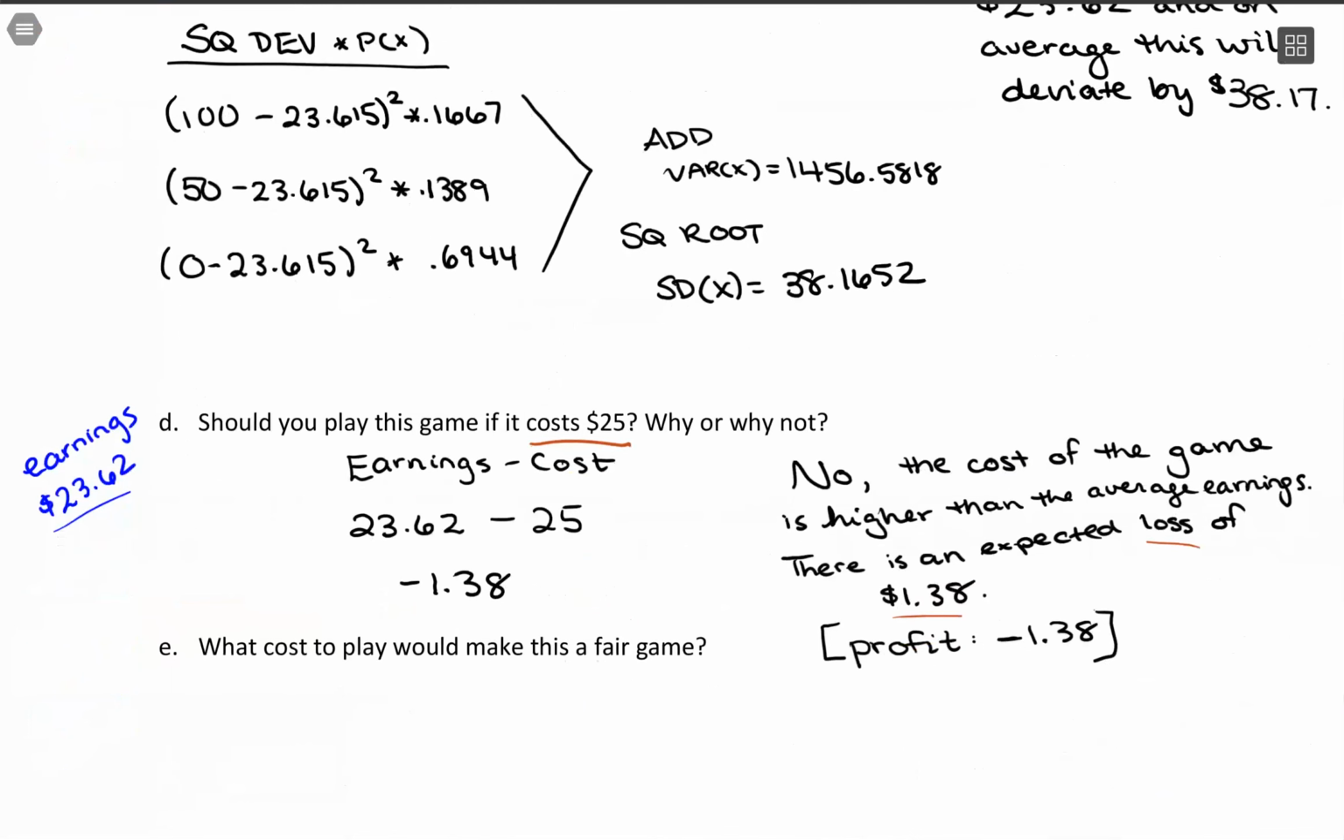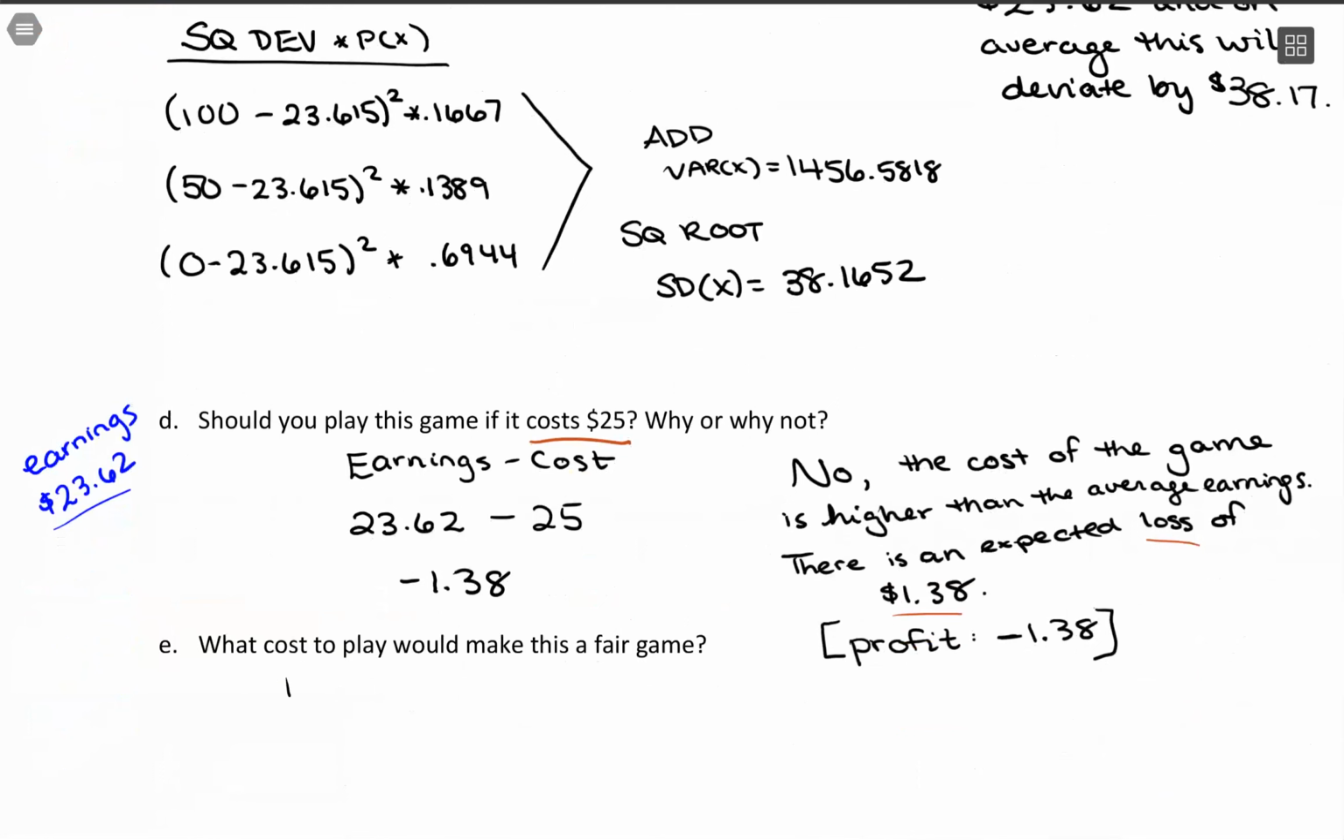If we wanted to make the game fair, you just need to design it so that the earnings are the same as the cost. So we would just need a cost of $23.62. If we set up that game, then we would expect to completely break even in terms of people paying to play and handing out money for those that win. So this is some game design in here working with our expected value.